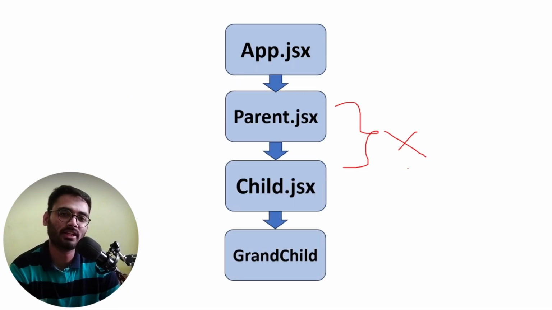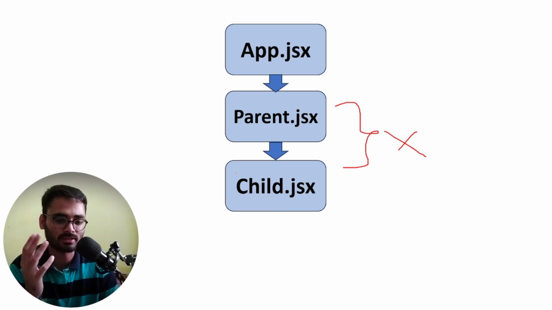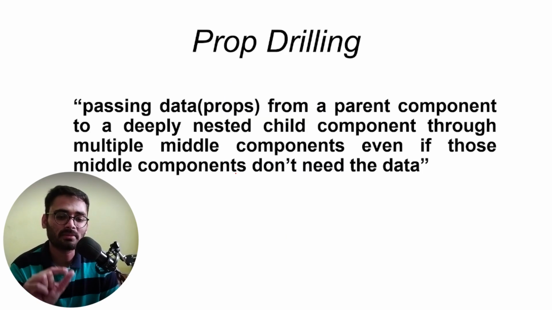Two components don't need the data, still we are sending it. Why? Because we want to share the data with the last component. There can be many more components in between, maybe 4, 5, or 10 components, but here we are just taking two components to understand the concept. Deeply nested child component means the last child component. Below that there is no child.